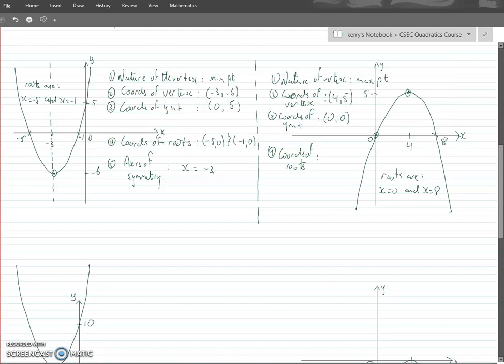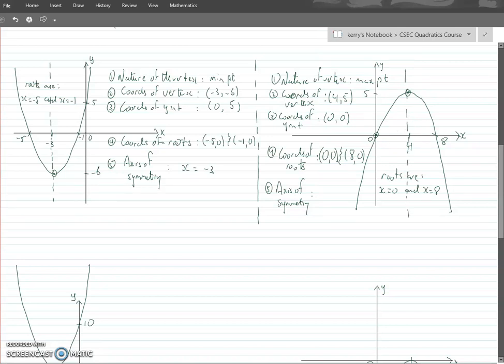So the coordinates of these roots are where the graph passes through the x-axis and y-axis. So the coordinates of the roots are x is 0, y is 0, and x is 8, and on the x-axis y is 0. And the last one now is the axis of symmetry.